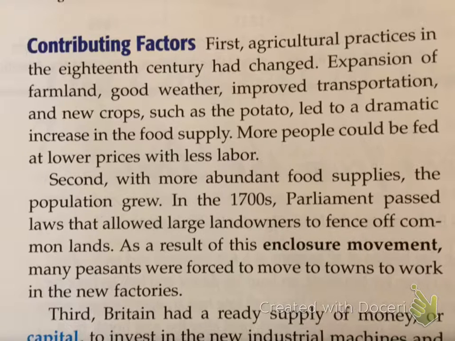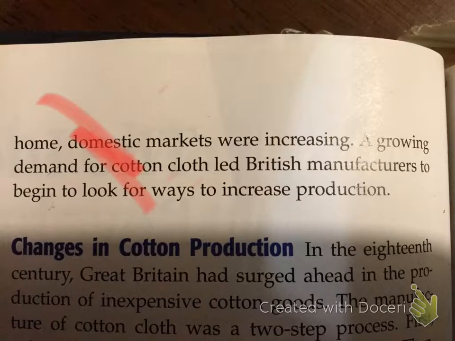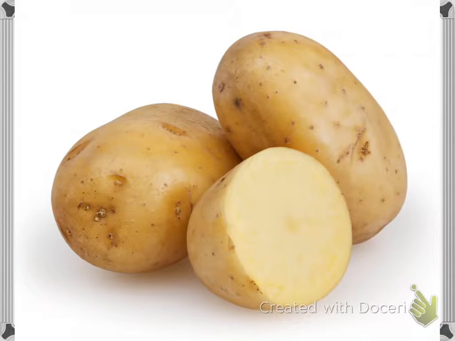So, the first thing is agricultural practices increased. It just says it right there. You all can read, so no need to go more into that. And here is why the potato was a new crop for Britain, and it really increased the amount of food in Britain, which led to a major population increase. So potato equals population increase.